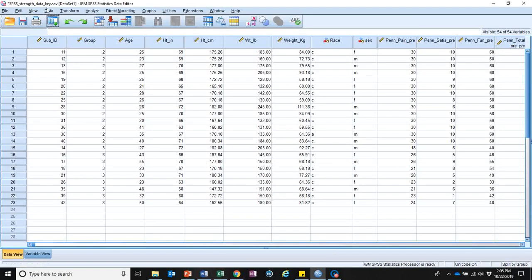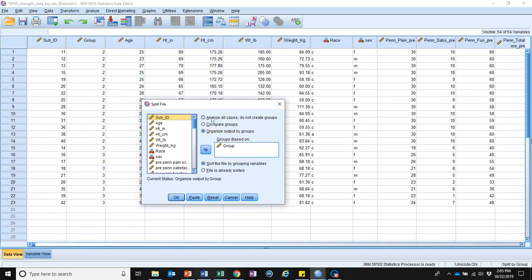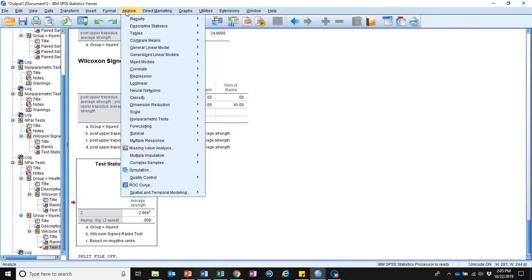We need to turn off our split data. So we no longer want the data split. We want everything considered together, because in our repeated measures model, we're going to have both the healthy and the injured together in the baseline and the post-test all in one model. Okay, so we go to analyze. The repeated measure is considered a general linear model, and it's a repeated measures design.